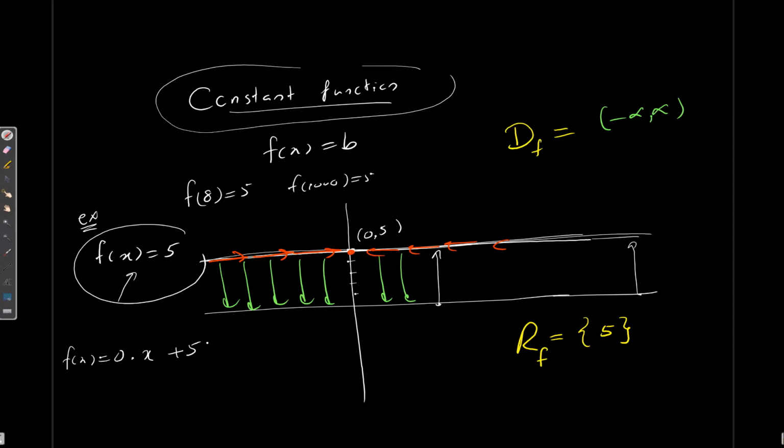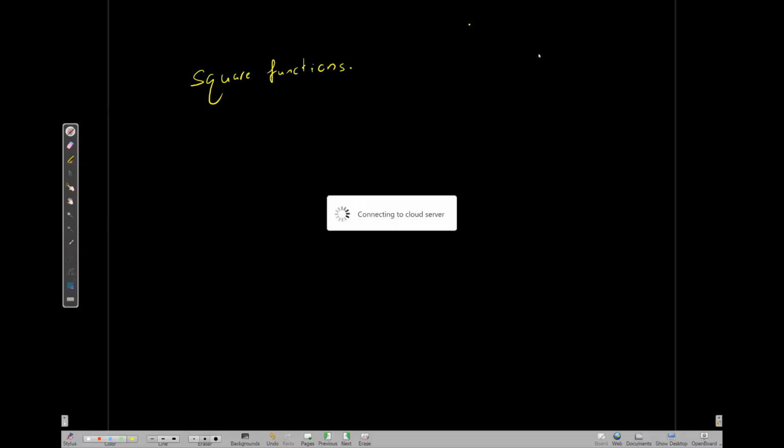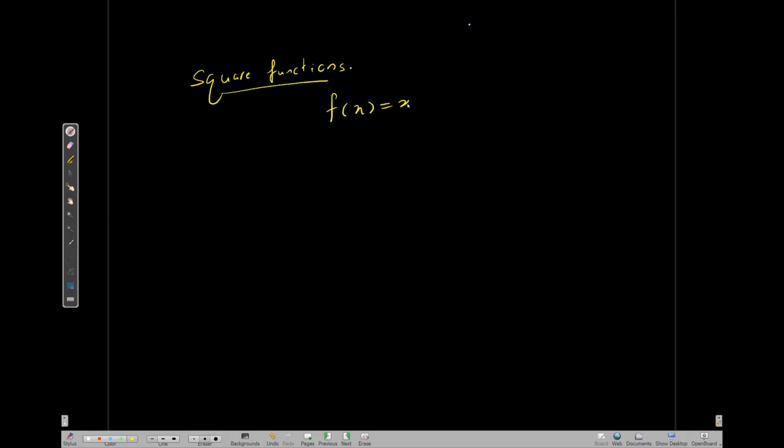And next we are going to talk about square functions. Later, using these functions, we will draw general graphs, but today only base functions. So square functions. Now, the base function is this type. Now what we are going to do, the easy way, let me give you some x values.